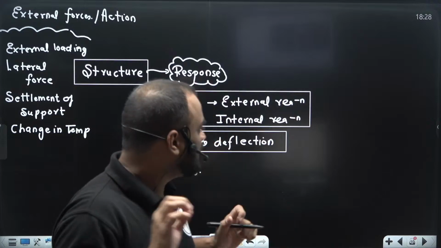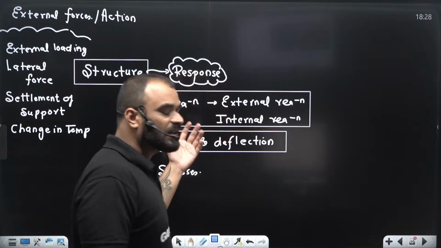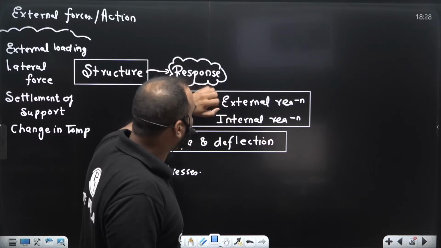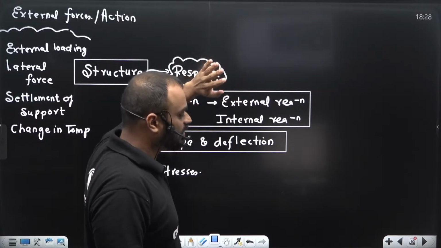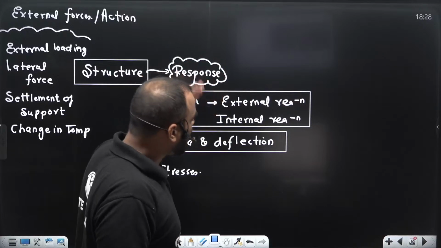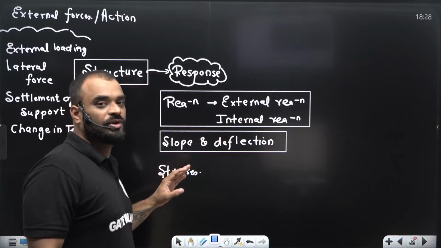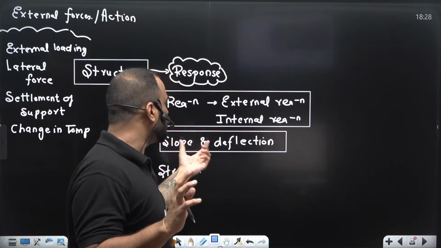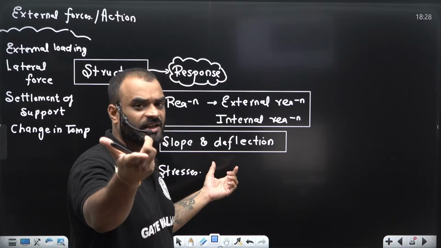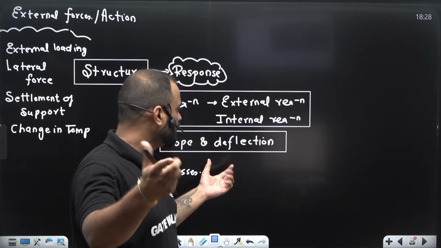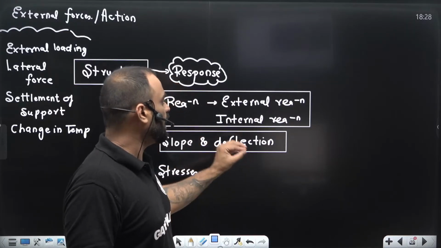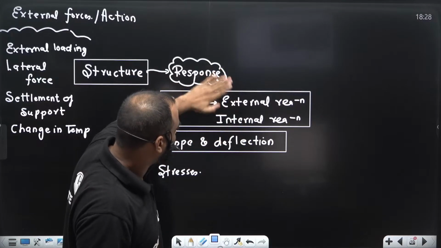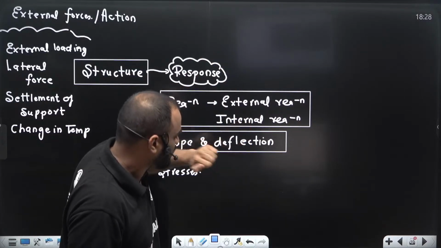Understood? So guys, in our structure analysis, we try to find all the values of external reaction and internal reaction, or we try to find all the slope and deflection values in the structure, so that we can use these slope and deflection values to find the reactions again. Understood? So guys, we have two choices to analyze the structure completely, either by completely knowing the reactions or by knowing the slope and deflection values.